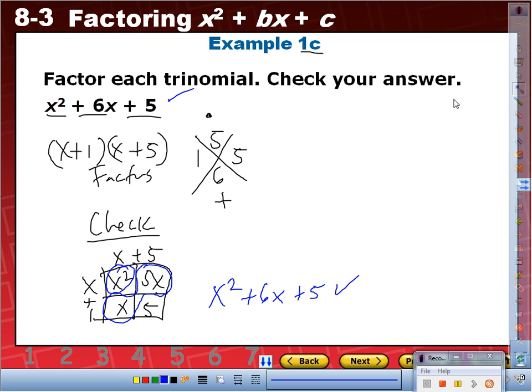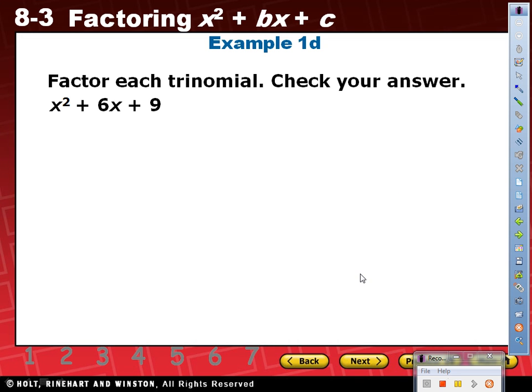Do this next one by yourself. Do not check it. I just want you to do one going a little bit faster. You got 20 seconds. Example 1D. It says x squared plus 6x plus 9. Go. 20 seconds.